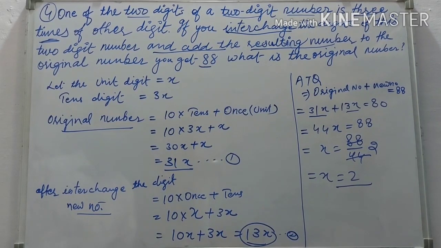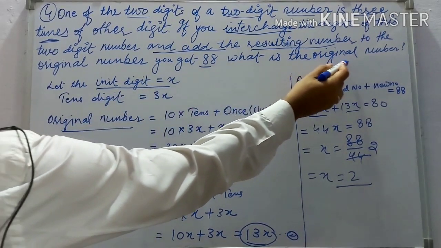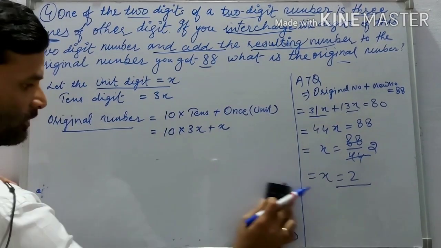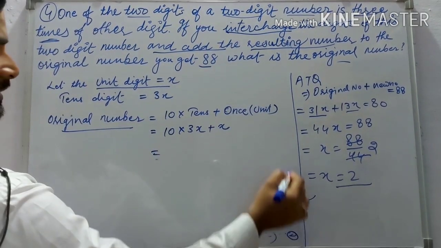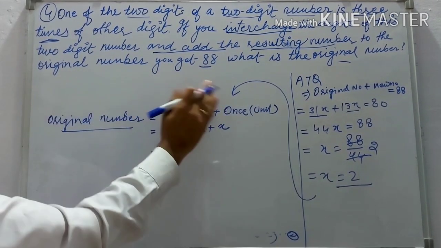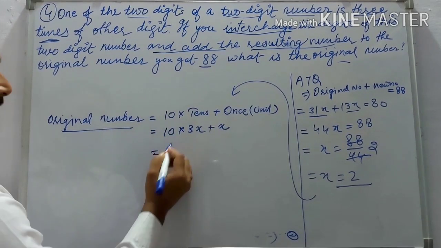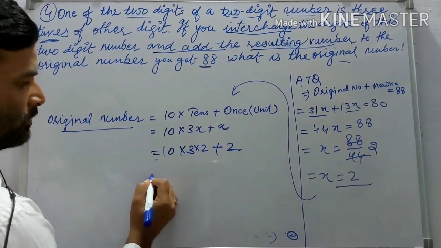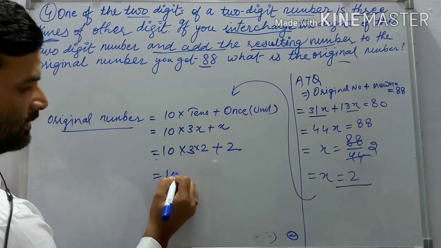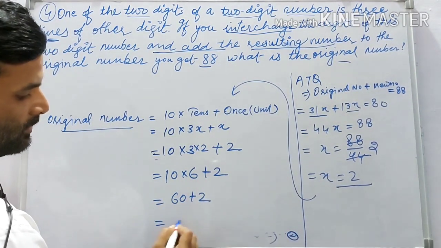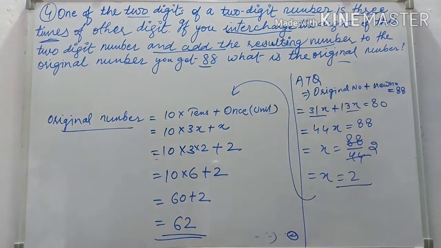x is equal to 2, and this x is the units digit. Now find the original number. The original number is 10 into 3 into 2, plus 2, that is 10 into 6 plus 2, is 60 plus 2, equal to 62. The answer is 62.